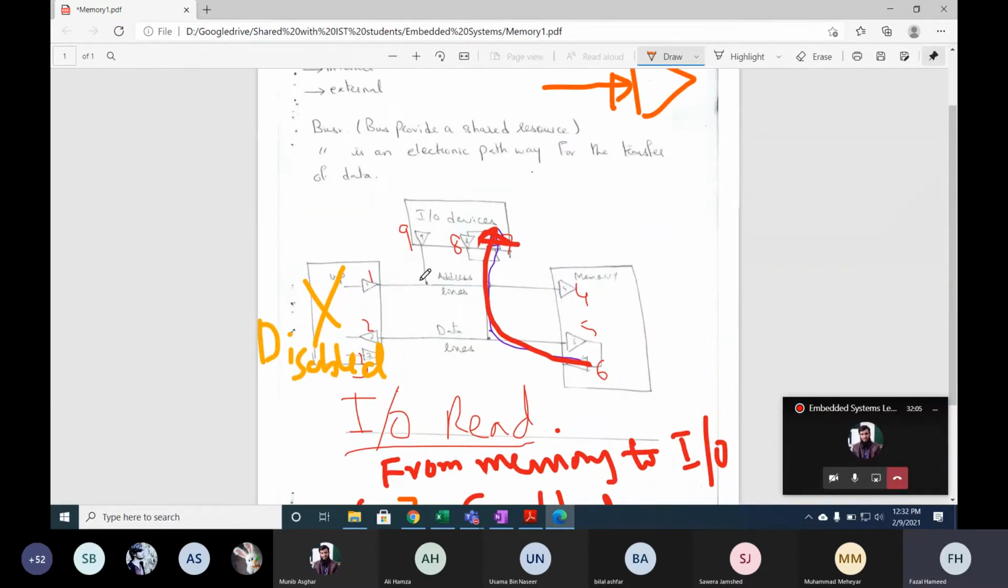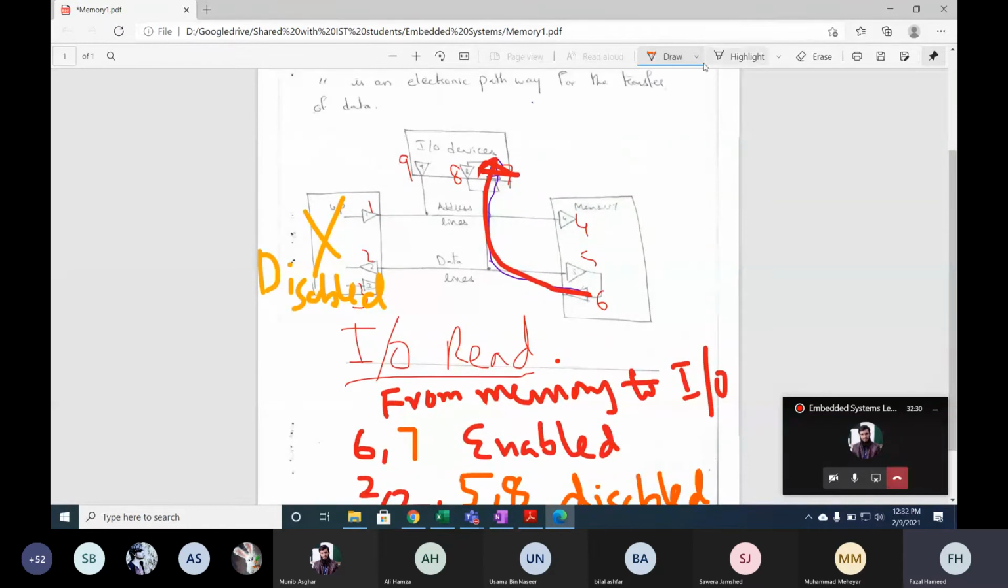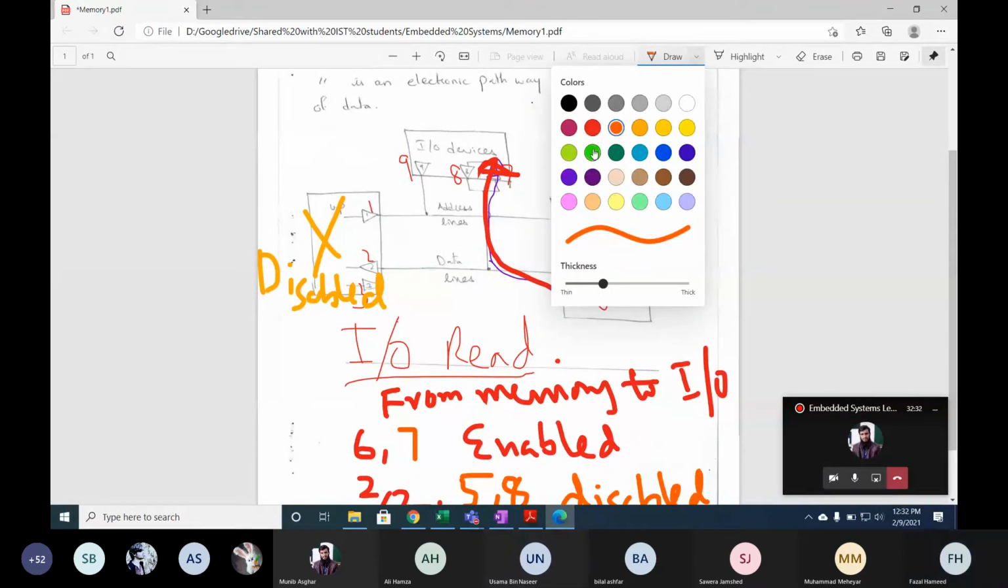अच्छा, now we want to perform an IO read operation, so the IO should provide an address. So which tri-state buffers are connected to the address lines? 9 sir. 9 and then 4. 9, 4 and 1 are actually connected to the address lines. So which of them will be enabled? 9 and 4 will be enabled.